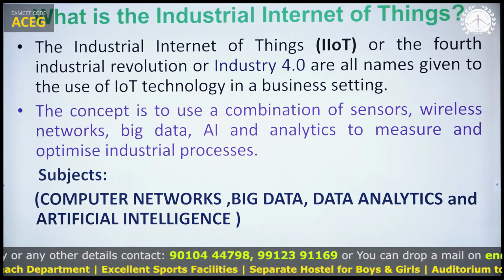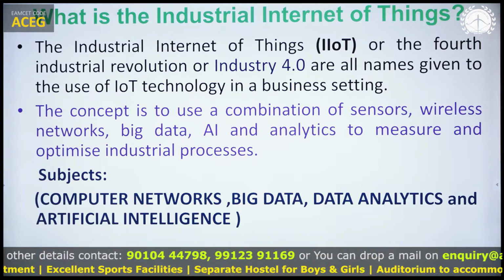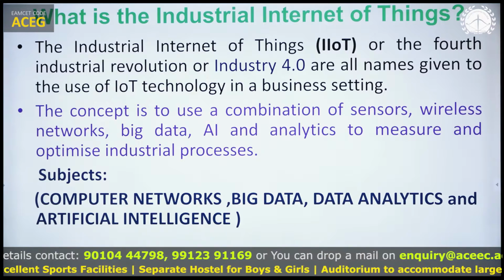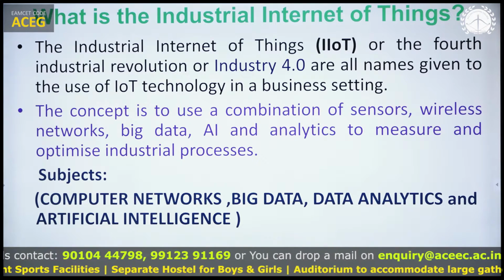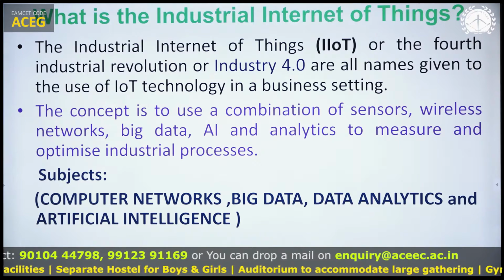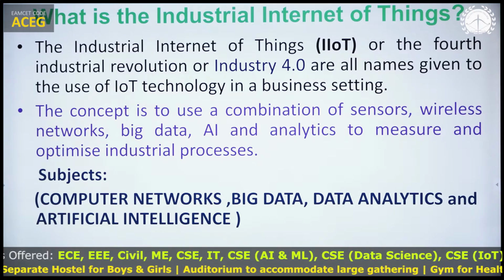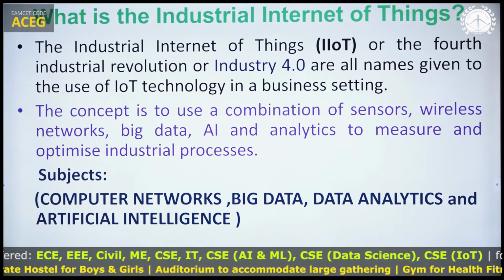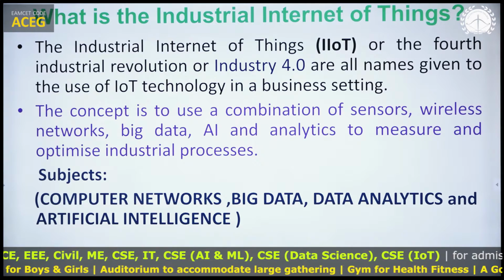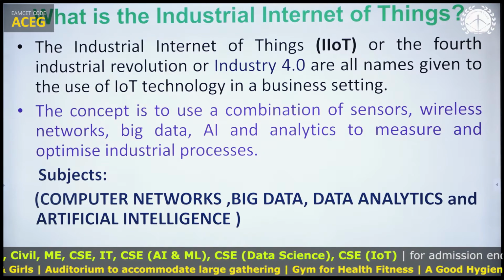Here, students, very important: what is the Industrial Internet of Things? IIoT, the Industrial Internet of Things, the fourth industrial revolution or Industry 4.0, are all names given to the use of IoT technology in a business setting. The concept is to use a combination of sensors, wireless networks, big data, artificial intelligence, and analytics to measure and optimize industrial processes. Students, you have to observe carefully. Whenever you talk about IIoT, you need subject knowledge of computer networks, big data, data analytics, and artificial intelligence.